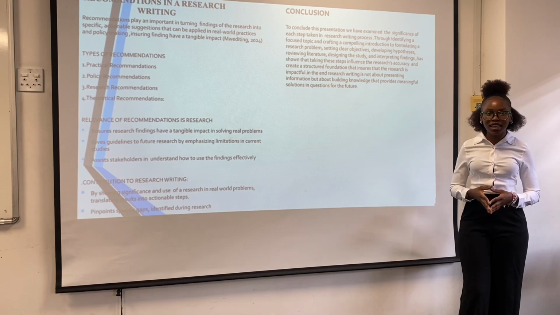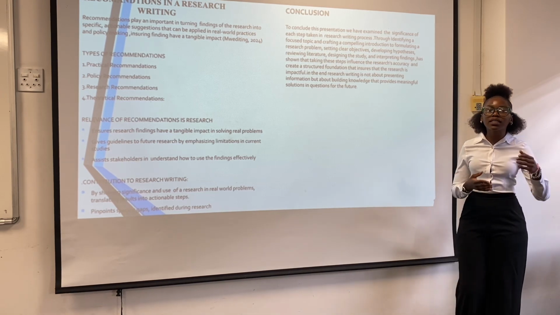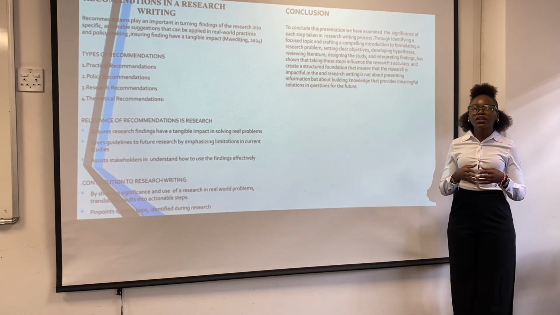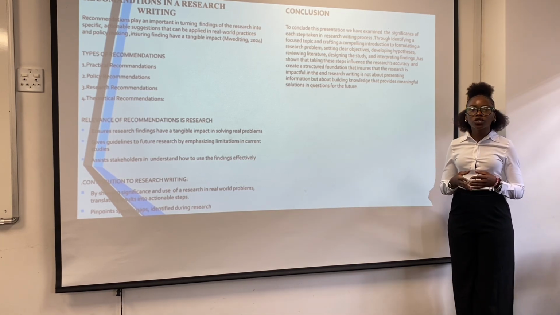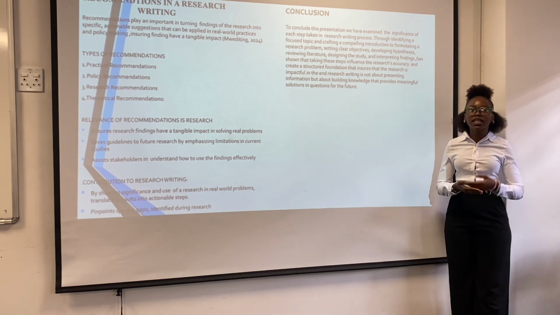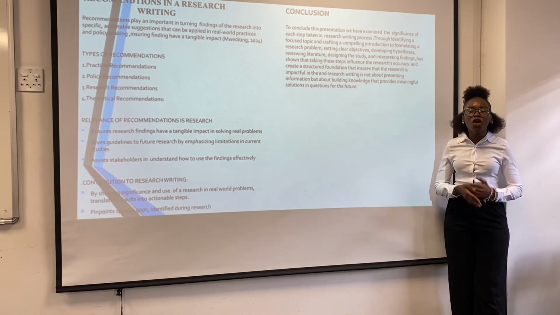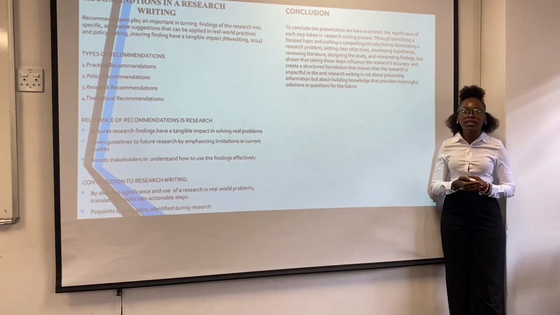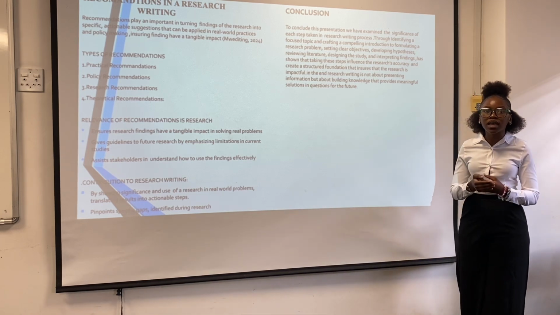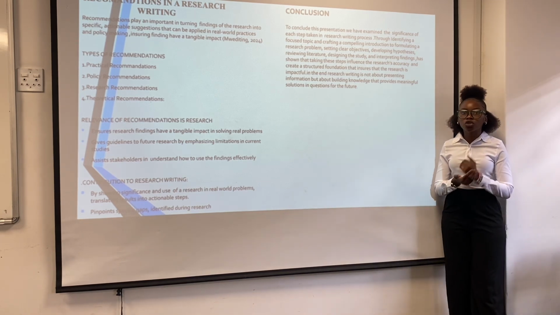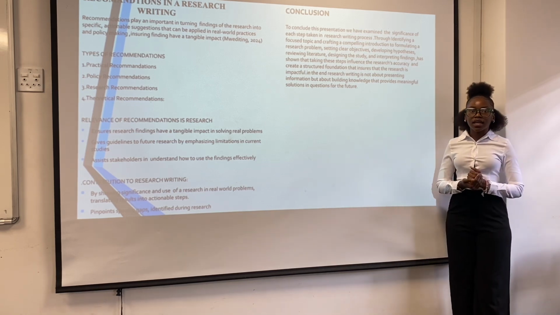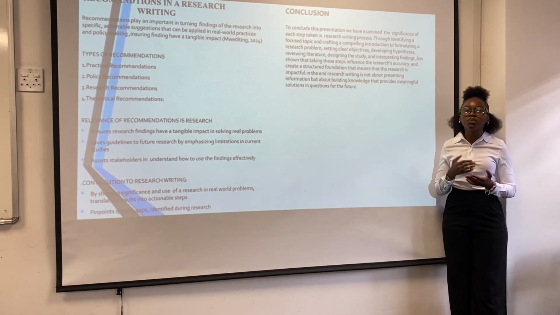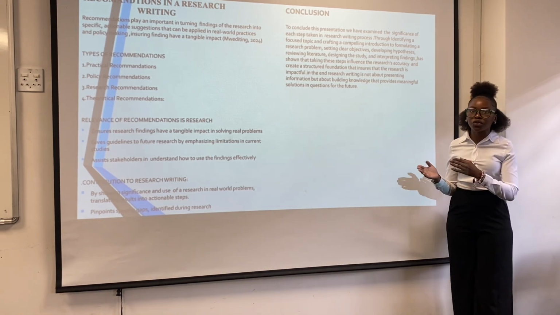To conclude this presentation, we have examined the significance of each step taken in the research writing process. Through identifying a focused topic, crafting a compelling introduction, formulating research problems, setting clear objectives, developing hypotheses, reviewing literature, designing the study, and interpreting findings. This has shown us that taking these steps influences research accuracy and creates a structured foundation that ensures that the research is impactful. In the end, research writing is not about presenting information, but about building knowledge that provides meaningful solutions and questions for the future. Thank you.